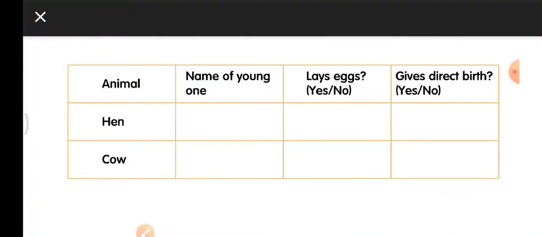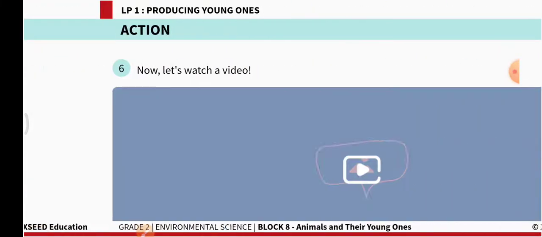And here is a table which we need to fill. Animal, name of the young one, whether it lays eggs or not, gives direct birth or not. So hen, what is the name of the young one of a hen? Chick, C-H-I-C-K, chick. Then does it lay eggs? Yes. Gives direct birth? No. Cow, what is the name of a baby cow? A young one, it is called a calf. Does it lay eggs? No. Gives direct birth? Yes. So this is how you are going to complete this table.